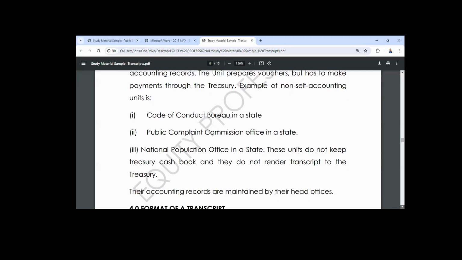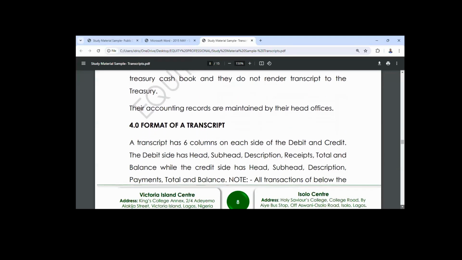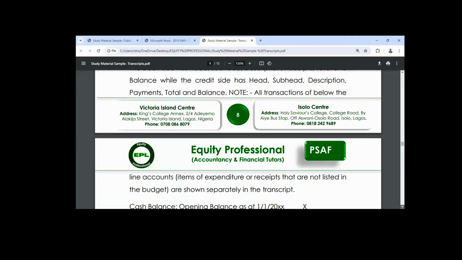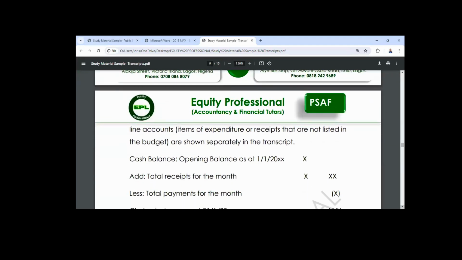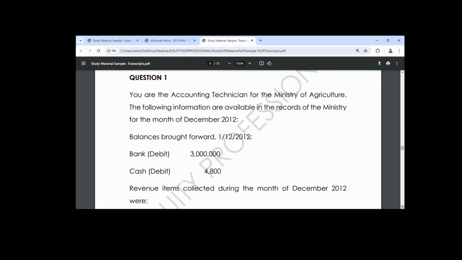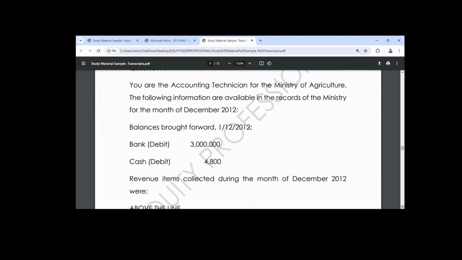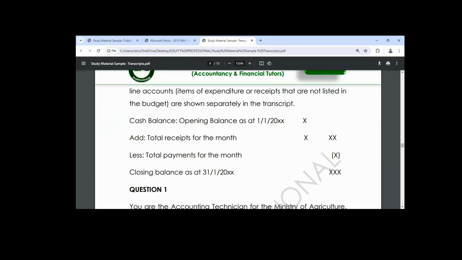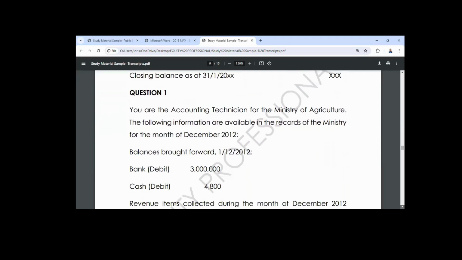So that is it on non-self-accounting units. Now, for the sake of time, let's look at a question. Question 1.